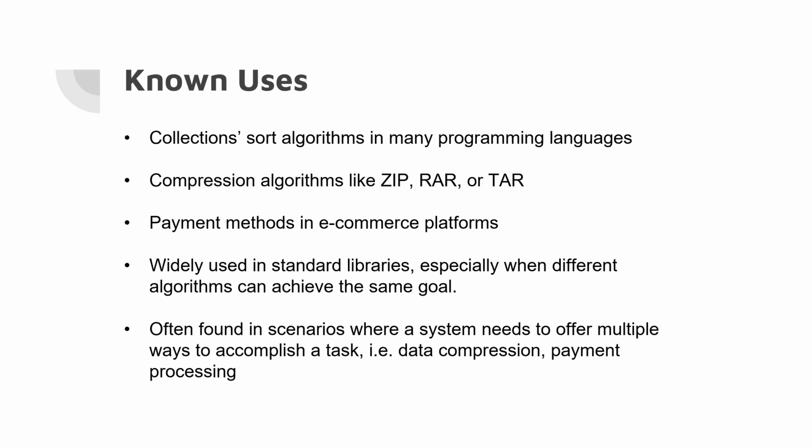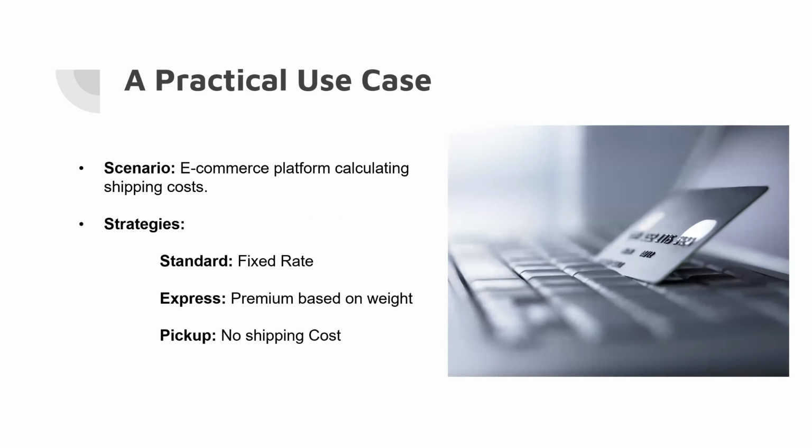Known uses. It's widely used in standard libraries, especially when different algorithms can achieve the same goal, because of its simplicity. It's often found in scenarios where a system needs to offer multiple ways to accomplish a task. And this is seen in compression algorithms like zip, rar, or tar, and also in payment processing, such as in e-commerce platforms.